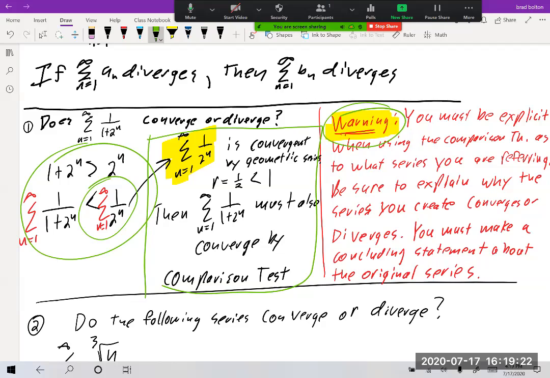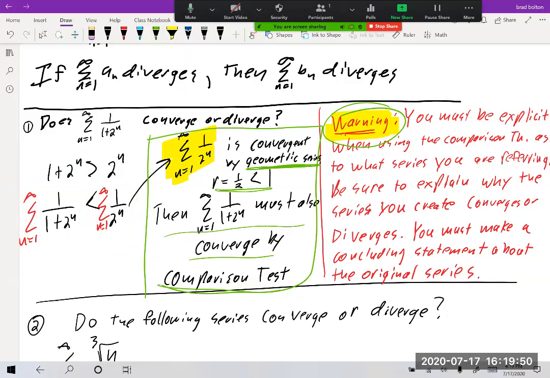Warning, you must be explicit when using the comparison theorem as to what series you are referring to, okay? Be sure to explain why the series you create converges or diverges. So I did that right here. I said it converges by the geometric because r is equal to 1/2. Converges or diverges, you must make a concluding statement about the original series, and that's what I did right here. The original series is convergent by the comparison test with comparison to a series bigger than it.